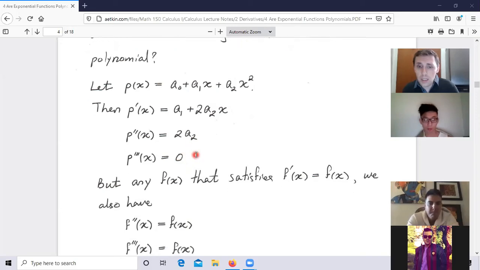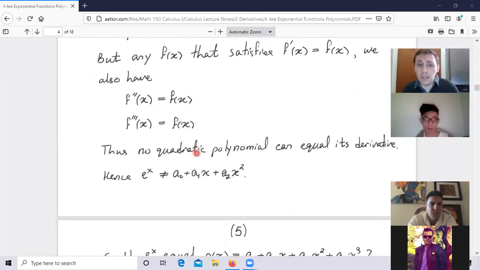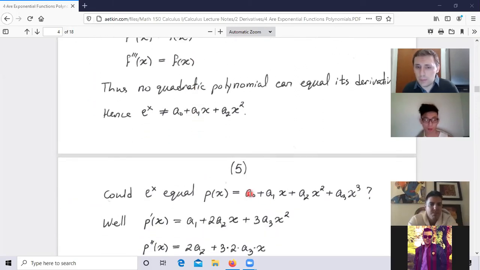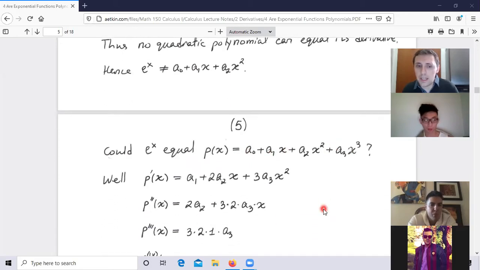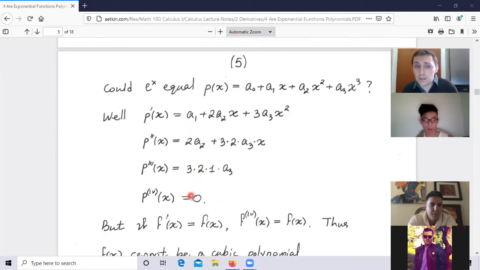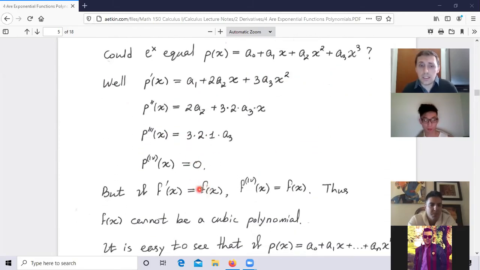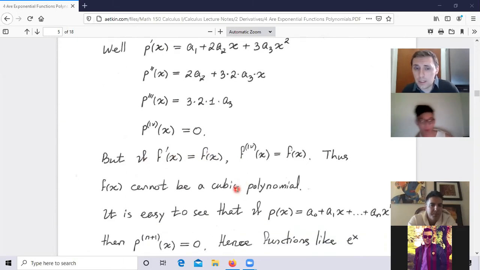Good. Similarly, it cannot be a cubic polynomial, because a cubic polynomial vanishes after taking four derivatives, yet a function whose derivative is itself will not disappear no matter how many derivatives we take, because each new derivative does not change the function. Are you clear? Very simple, right? It's as bright as daylight. There is just no reason to be confused here, right?